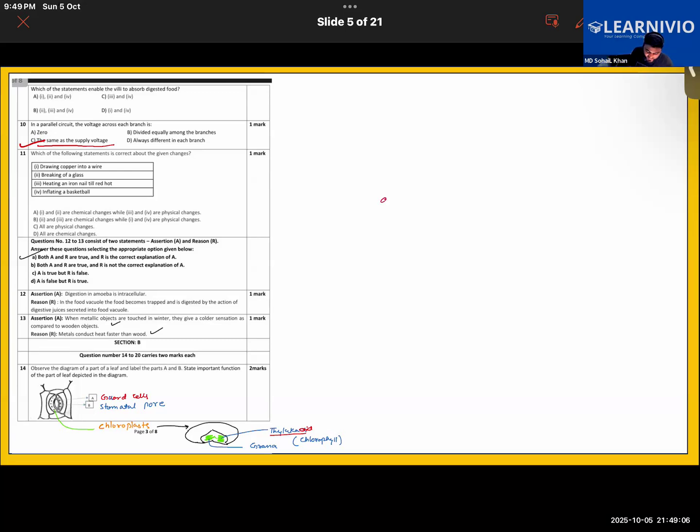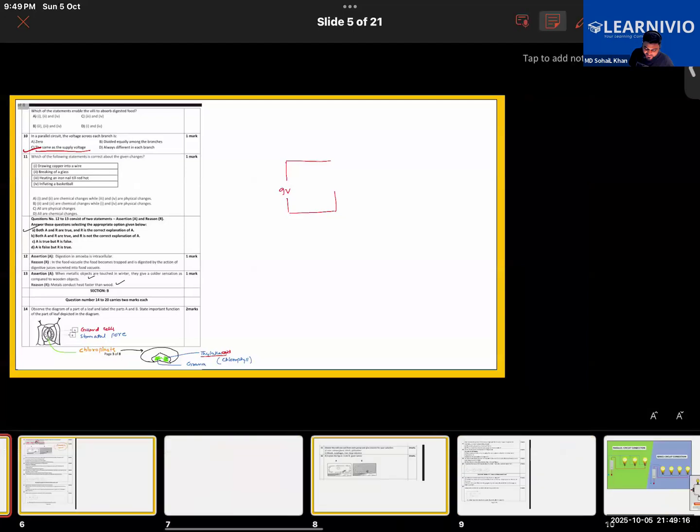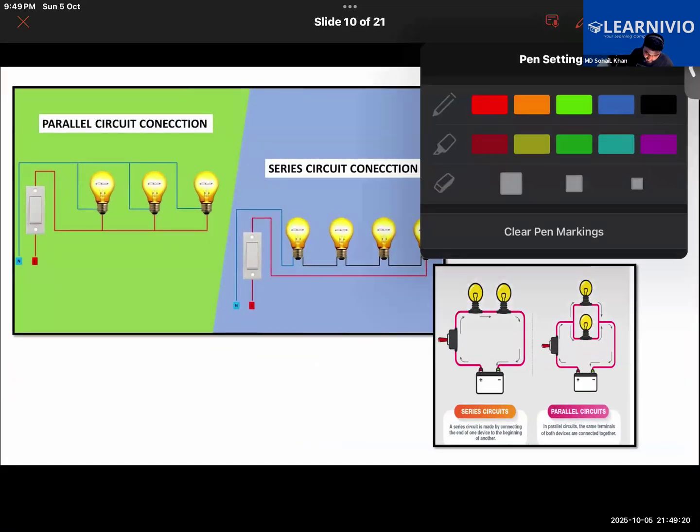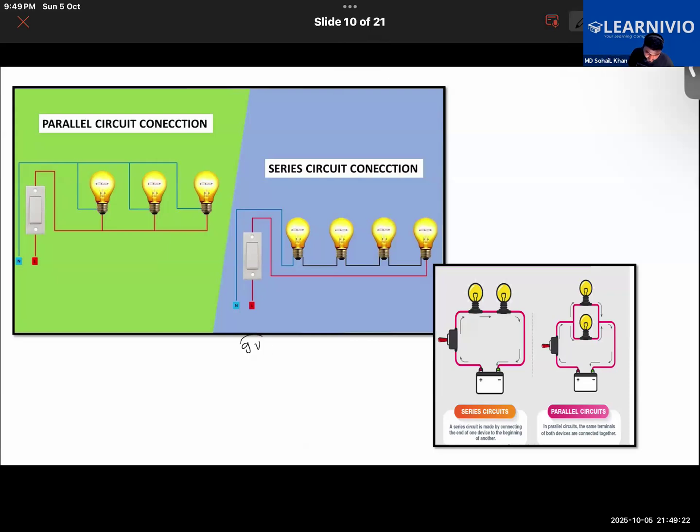Suppose that you have a 9-volt battery, and it has been connected to different appliances. Here in the series circuit, it has been connected to a 9-volt battery, and all of these are connected in series. You will see that all of these bulbs will be glowing differently.